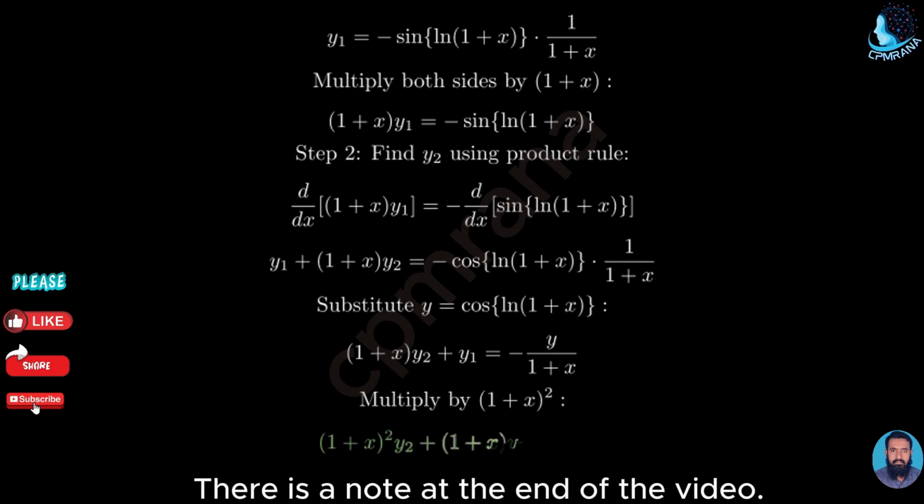Multiply all terms by (1 plus x) squared to clear the fraction. After rearranging, we get our target equation, (1 plus x) squared times y2 plus (1 plus x) times y1 plus y equals 0. And there we have it. Through successive differentiation and strategic algebraic manipulation, we've proven that our original function satisfies this differential equation.